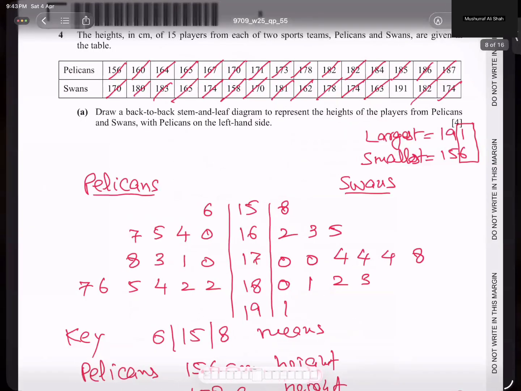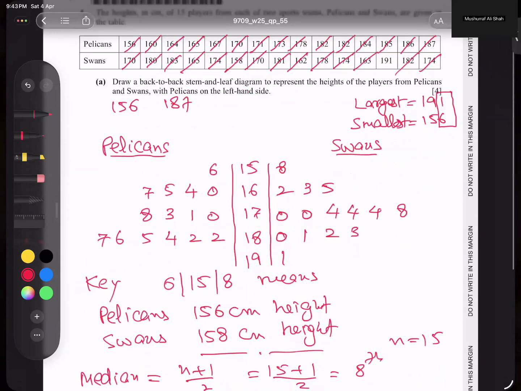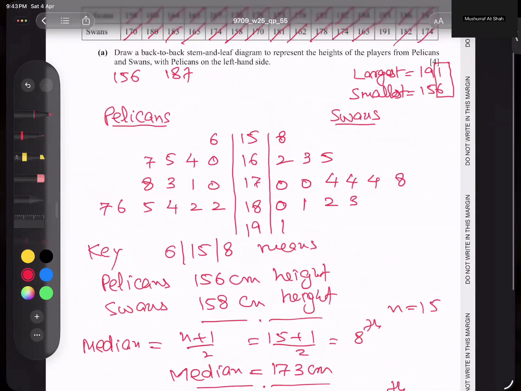So check it, please. So first, pelicans. We have the smallest value is 156. 156, smallest. Highest value is 187. 187. Okay. And median is 173. So this is the smallest value, this is the largest value, and the median. Median is 173.